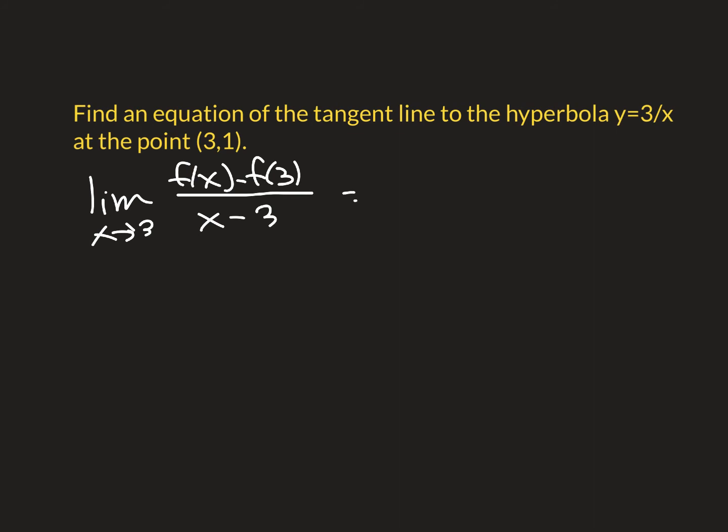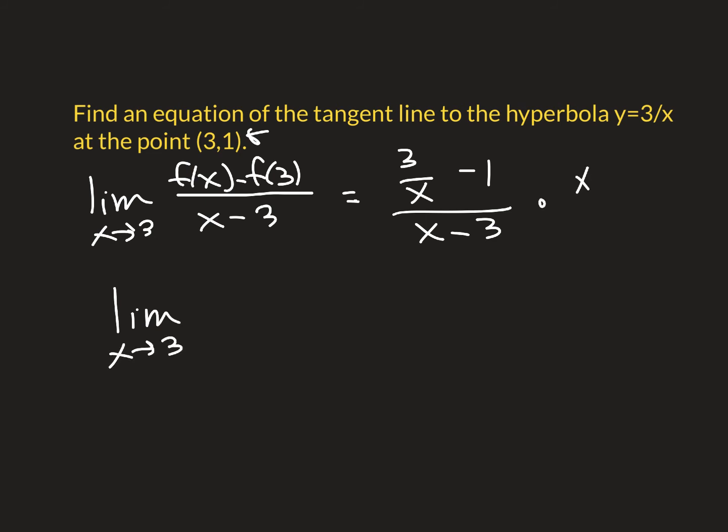Now, what is f of x? f of x is 3 over x. What is f of 3? It's right there, it's 1. On my denominator, I have x minus 3. Now, to simplify that, I should have put another limit there. I'm going to multiply the whole numerator by x and the whole denominator by x, just to simplify a little bit. Now my numerator is 3 minus x, and my denominator is x times x minus 3.